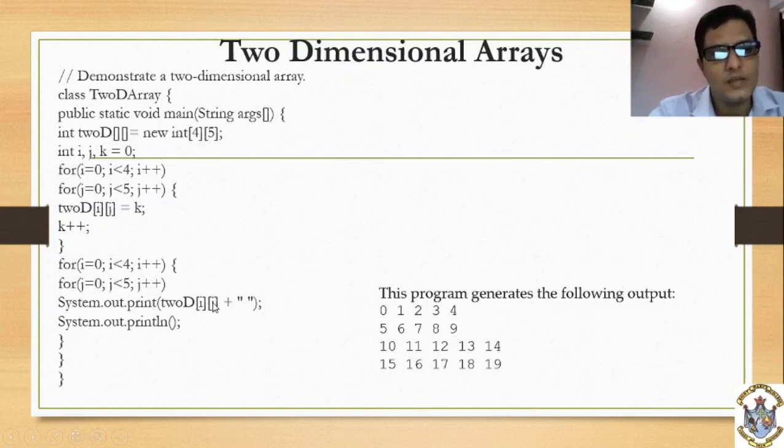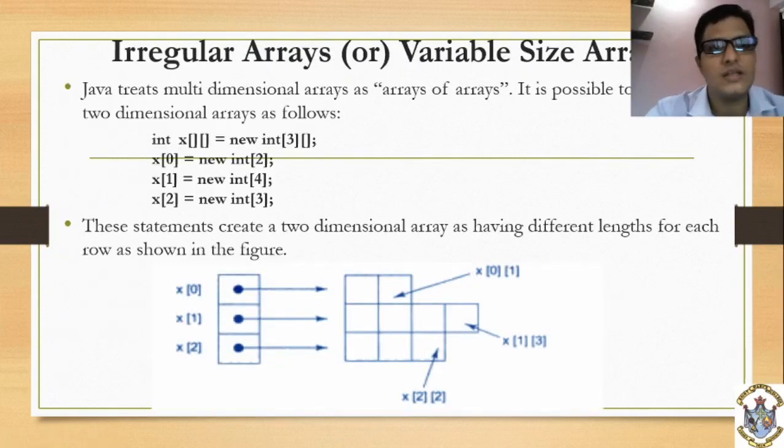Okay, while displaying, after the first element I am giving some space. After the second element I am giving the space. After the third element I am giving the space. Fourth element space. Fifth element space. If the condition is false, it has to move to the next line. Okay, System.out.println, so the control has to move to the next line.